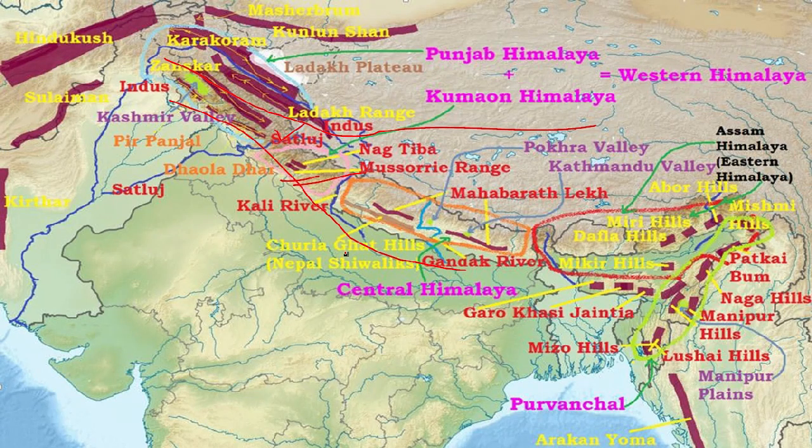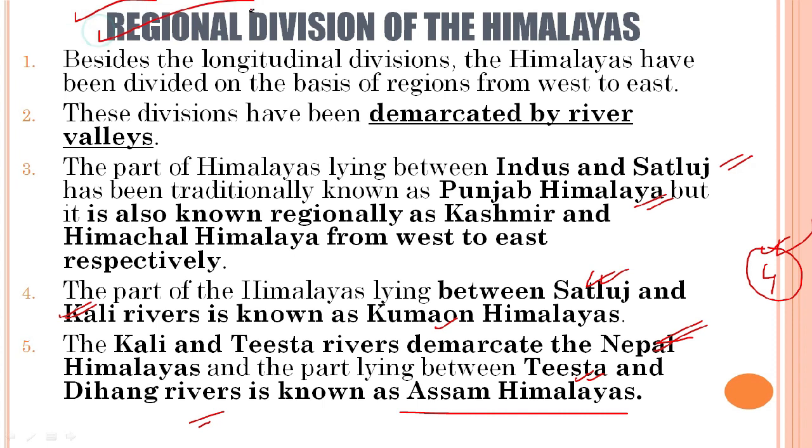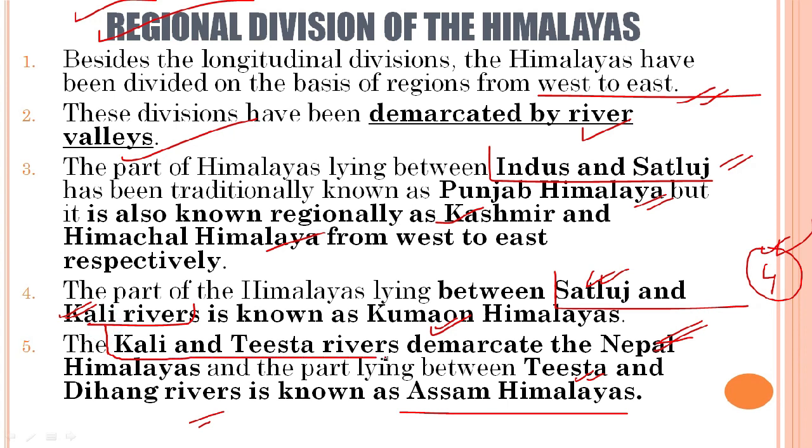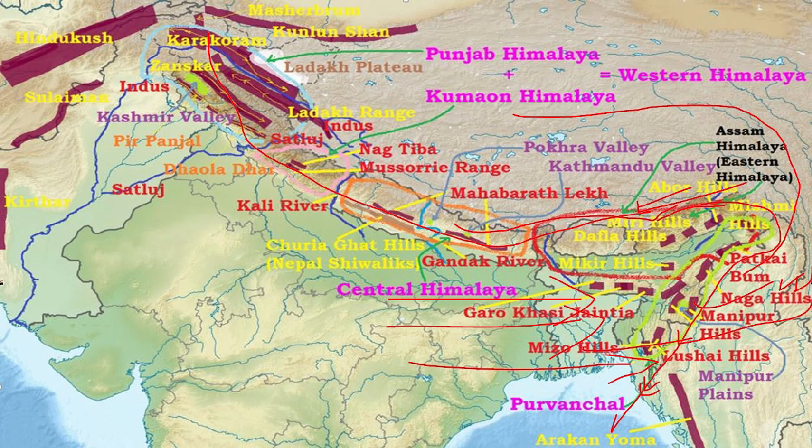Okay. Next we saw the regional divisions of the Himalayas, where we came to know about its regional classification, regional division from east and west, basically demarcated by the river valleys. Then we saw the Punjab Himalayas, demarcated by the river valleys of Indus and Satluj, locally also known as the Kashmir and Himachal Himalayas. Then we saw the Kumaon Himalayas, demarcated by the river valleys of Satluj and Kali rivers. Then we saw the Kali and Tista rivers demarcating the Nepal Himalaya, and then the Tista and the Dihang rivers demarcating the Assam Himalayas. Here you can easily find all the ranges.